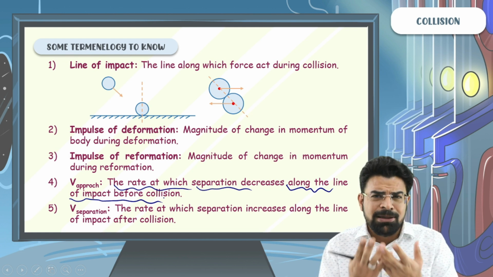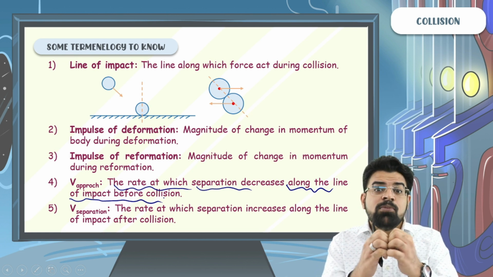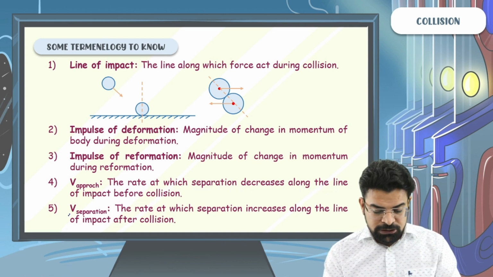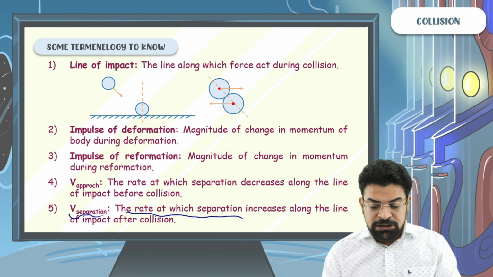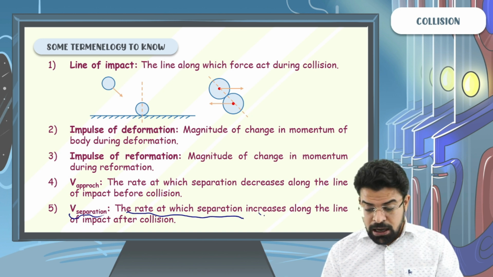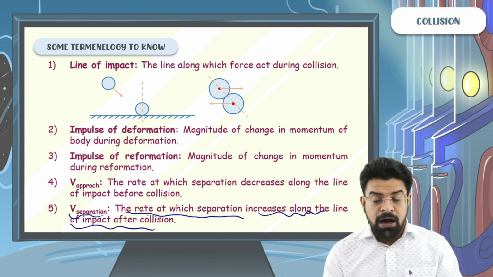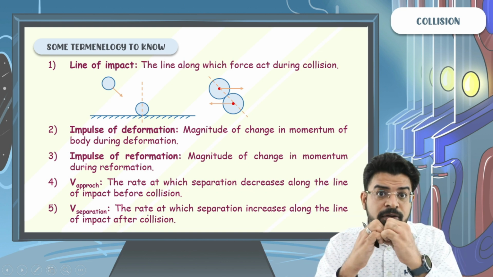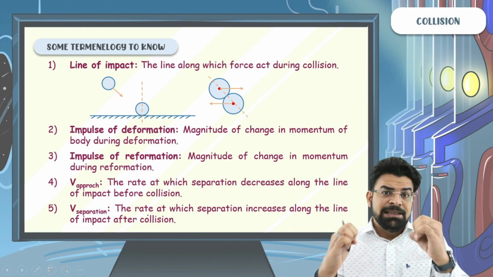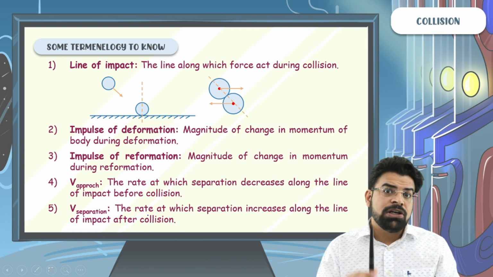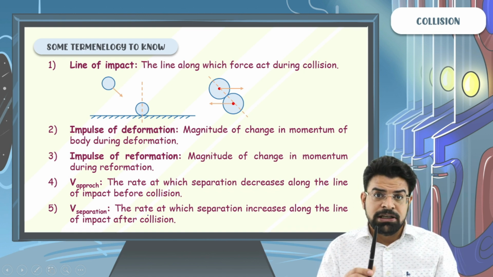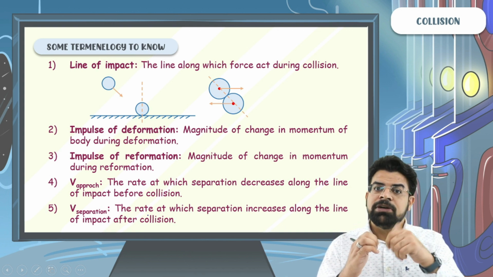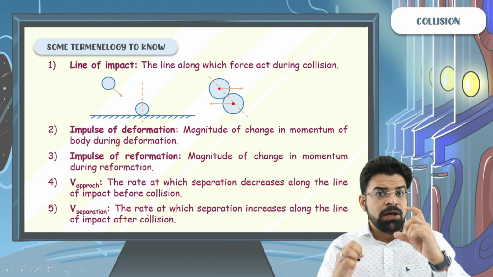Definitely the bodies approach each other before the collision and they move away from each other after the collision. So what is the velocity of separation? The rate at which the separation increases along the line of impact after the collision. So before collision, the bodies approach each other. After collision, they separate from each other. So velocity of approach is the velocity at which they approach each other before the collision, and velocity of separation is the velocity at which they separate after the collision.